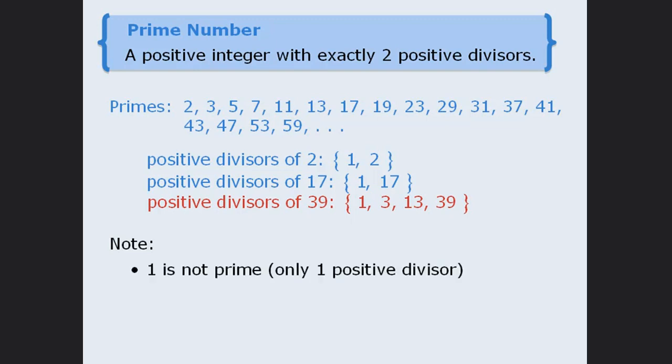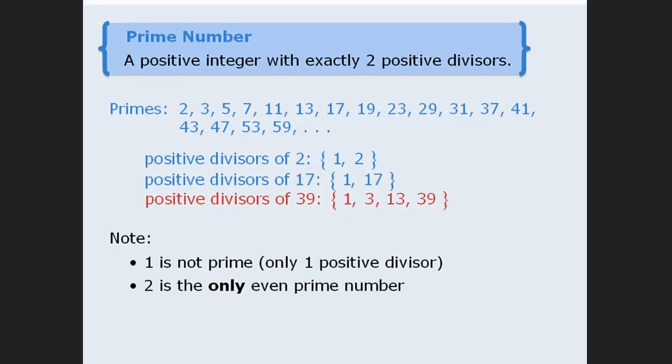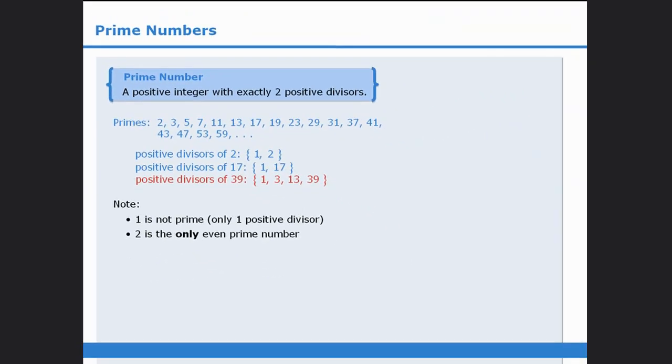First, 1 is not a prime number. It is not a prime number because 1 has only 1 positive divisor, and prime numbers have exactly 2 positive divisors. The next point is that 2 is the only even prime number. Every other prime number is odd. You will find that there are many questions that test this last point. Okay, so that's the deal with prime numbers. In the next lesson, we'll examine how prime numbers are the building blocks of all integers.